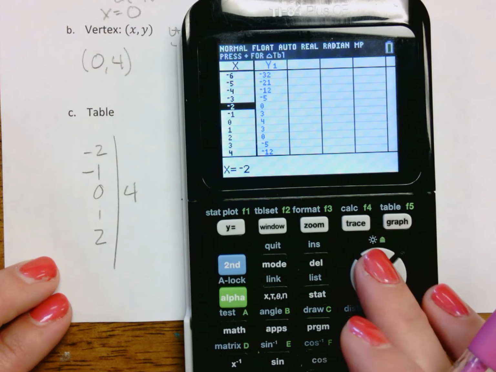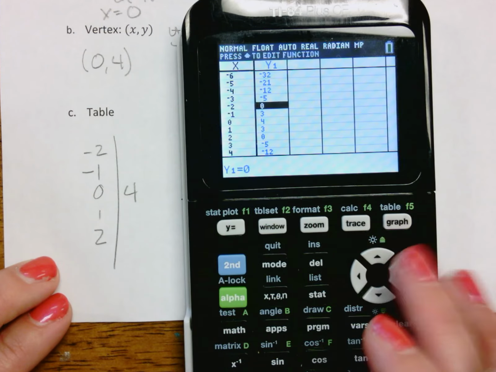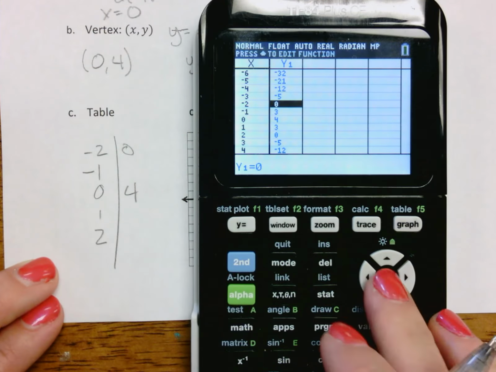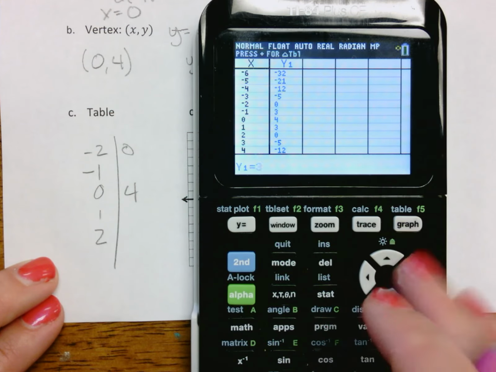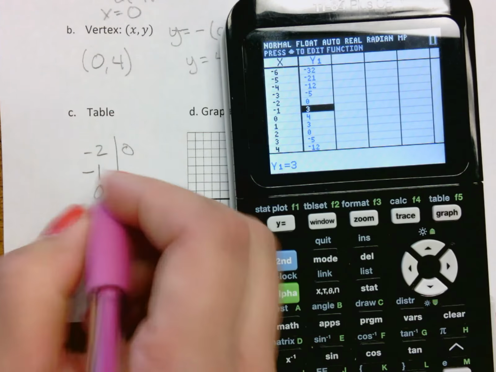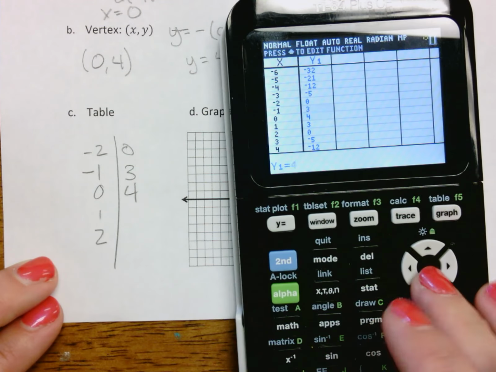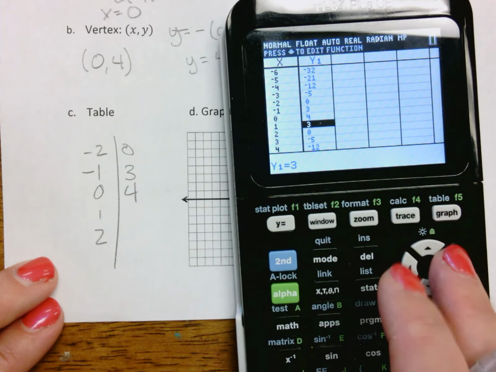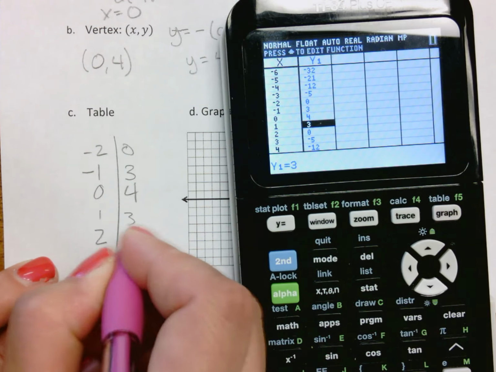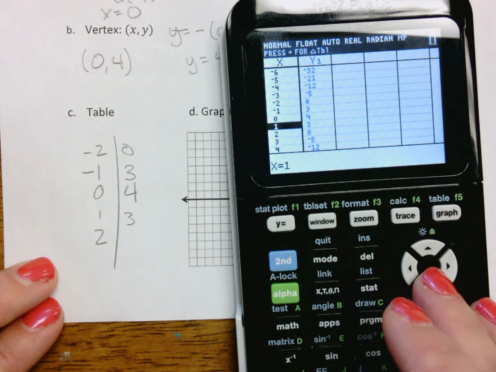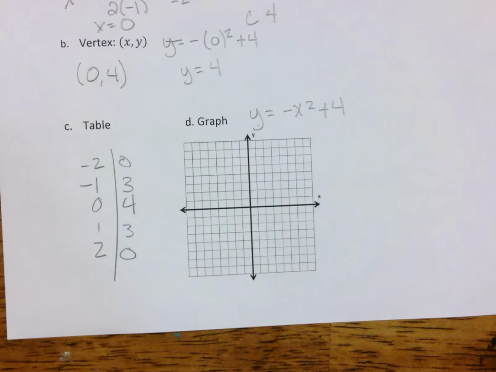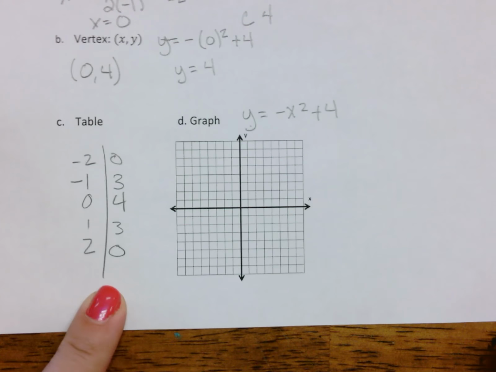On the table, when we're at negative 2 in the x column, our y is 0. And when we're at negative 1 in the x column, our y is 3. And then there's our vertex again. When we're positive 1 in the x column, we're at positive 3 in the y column. And when we're at positive 2 in the x column, we're at 0 again in the y column. So let's take these ordered pairs and let's graph them.